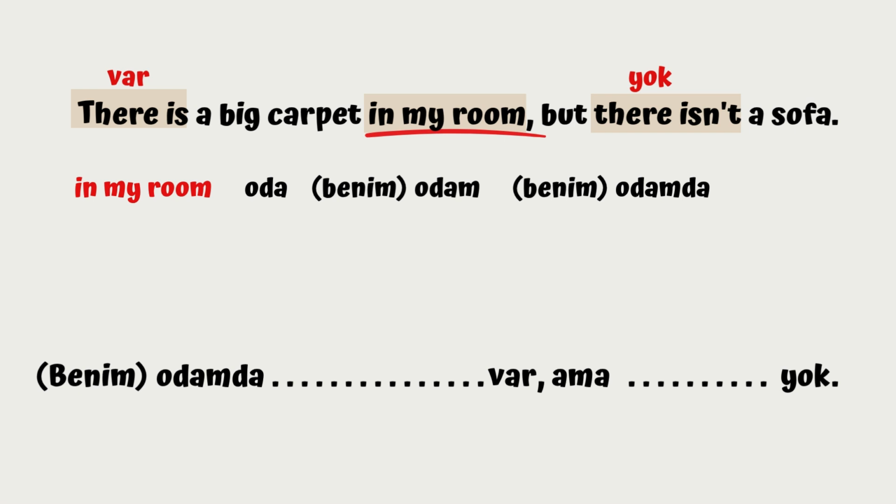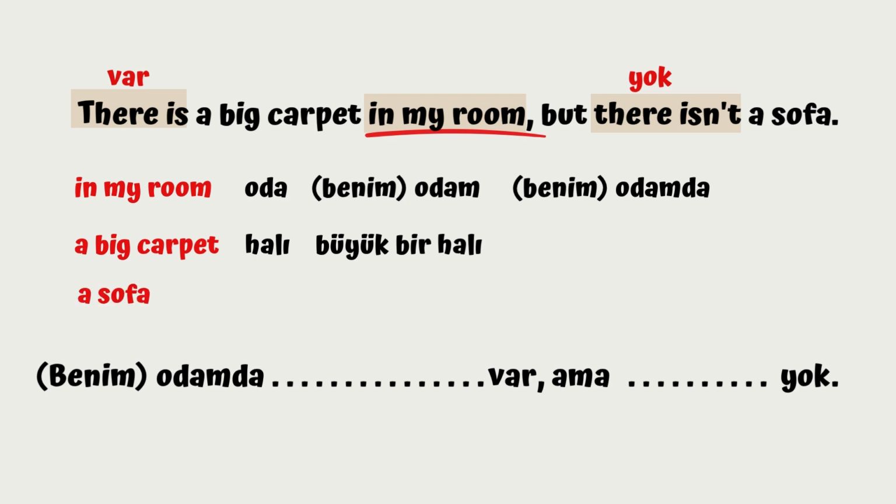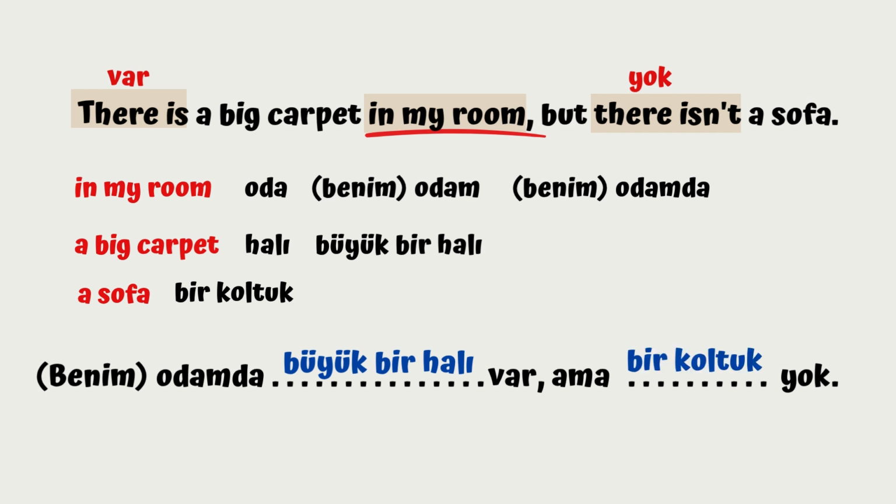So what do we have here? A big carpet. So how do I say a big carpet? Carpet is halı. And then I'm going to say a big carpet. So büyük bir halı. The number is in the middle. The adjective is at the beginning. And what is the other item? A sofa. And that is bir koltuk. So let's put them in the right place. Benim odamda büyük bir halı var ama bir koltuk yok.